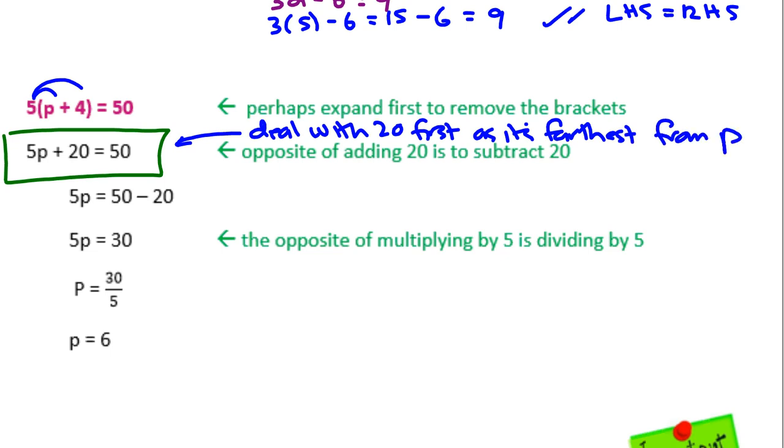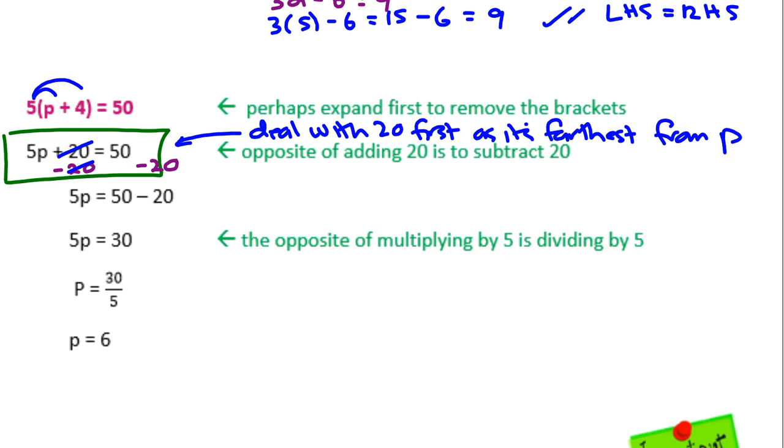So to deal with the 20, on the left-hand side it's been added, so to cancel it out, what do we need to do? We need to subtract 20 from both sides. We've got to keep it balanced. So subtract 20 from both sides, and then minus 20 plus 20 just cancels out to 0. On the left-hand side, notice you've still got 5p.